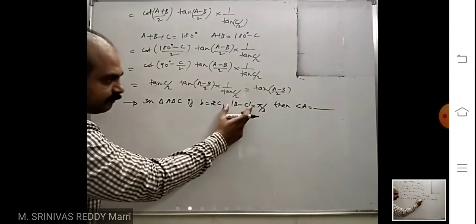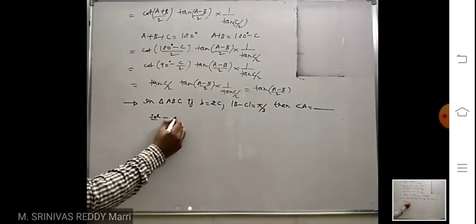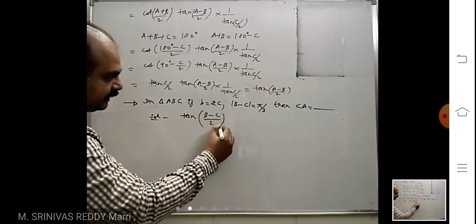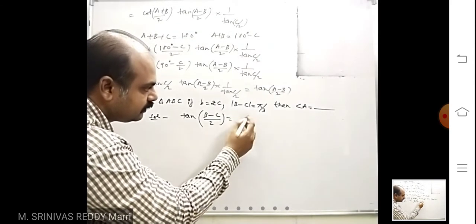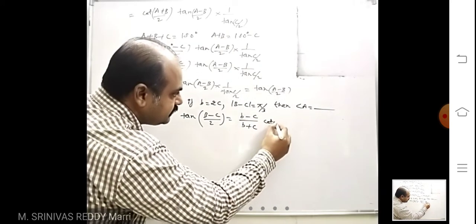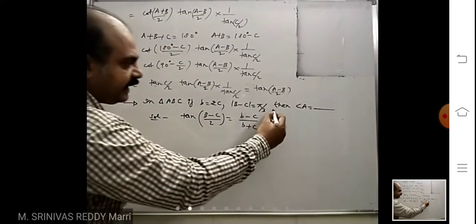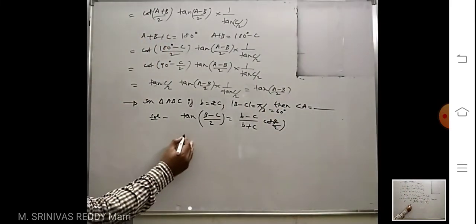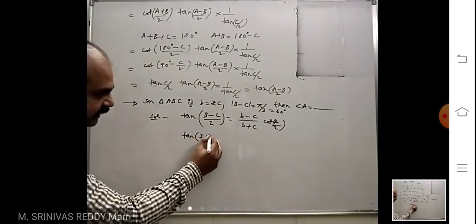So look here, the problem is regarding B minus C. Then use the tangent rule. Which is the formula? Tan of (B minus C) by 2 equals (b minus c) divided by (b plus c) into cot A by 2. Our B minus C is given as 60 degree, so tan of 60 degree by 2 is tan 30 degree.